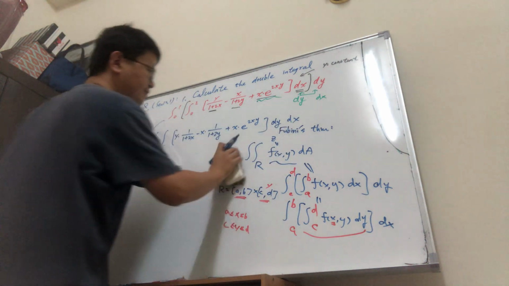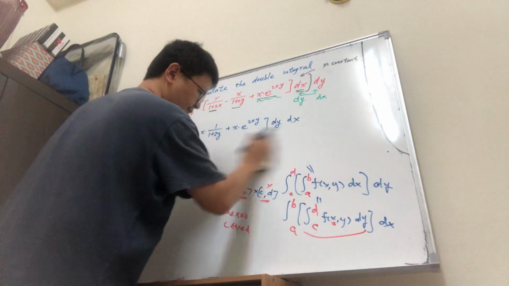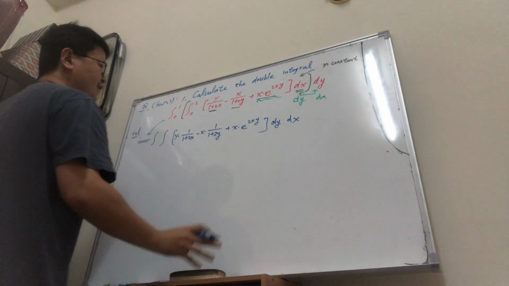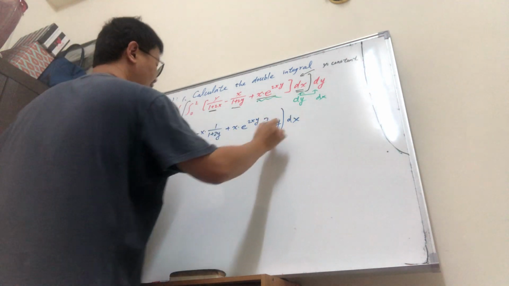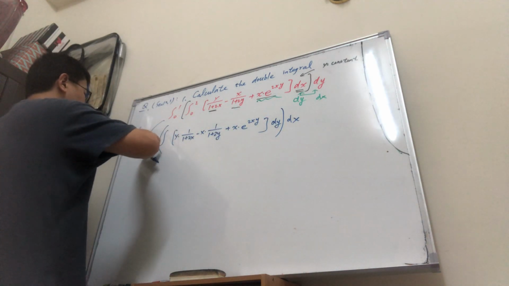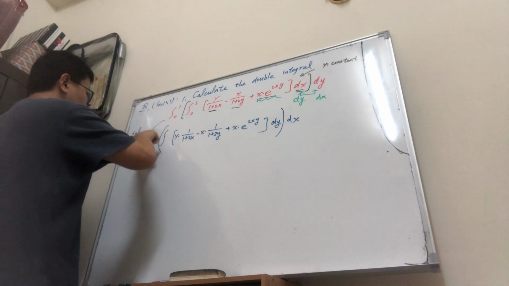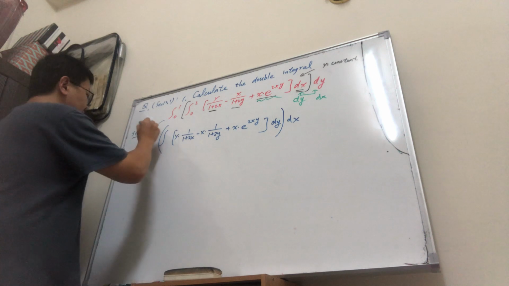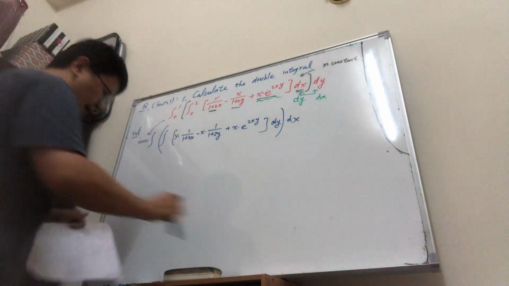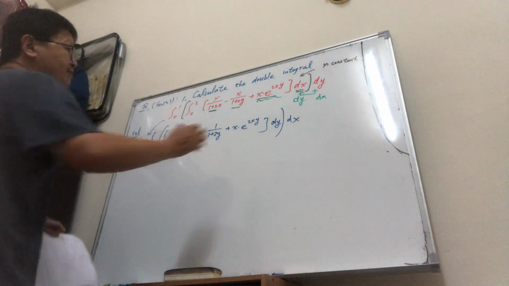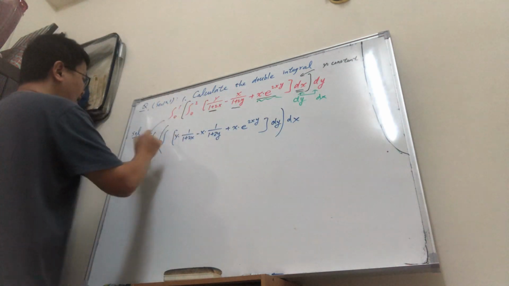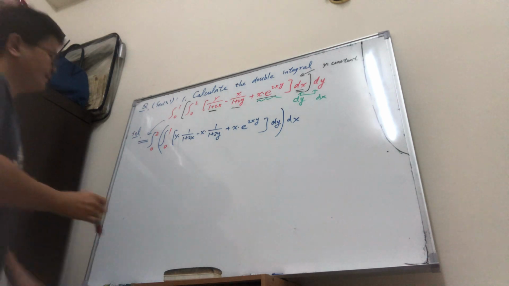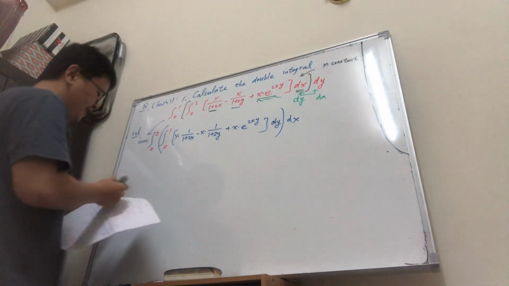Here dy, dx. And here the y, we interchange them, so for the bound, we also need to change it. Okay, so now we could solve it term by term.